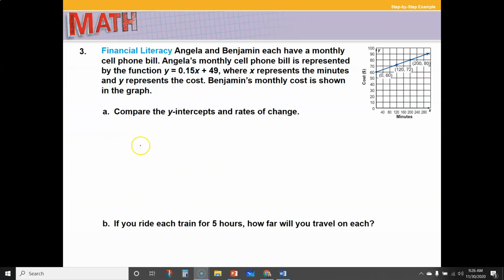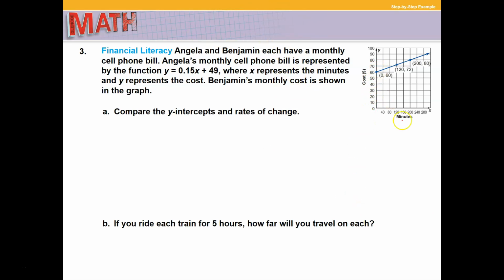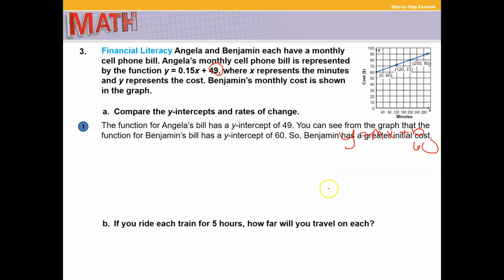Okay, so compare the y-intercepts and the rate of change. Our y-intercept is up here on this one. So you know y equals mx plus b. Our b is 60. Okay. Our y-intercept here is 49. So you can see from the graph that Ben's bill has a y-intercept of 60 and Angela's 49, so Ben has a greater initial cost.